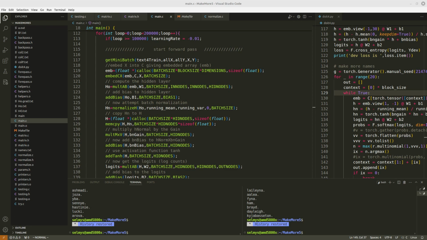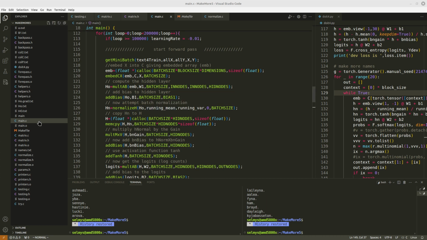Okay, let's start looking a little bit deeper at the code for batch normalization. We'll start here in the main loop, which I have here. Get mini batch, do the embedding, generate the neurons for the hidden layer, add the biases, and then we get to this function called normalize, line 126. So let's see how we do that.